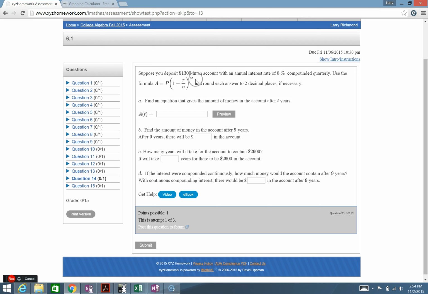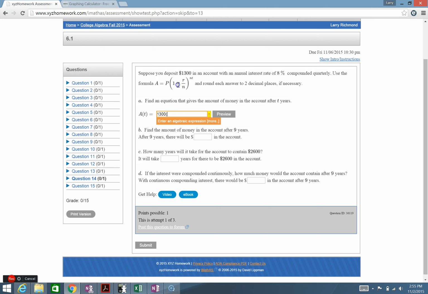Well, this is an exponential because in our exponent we have our input variable. T is our input variable. We can see that right there, and there you can see that T is in the exponent. It says find an equation that gives the amount of the money in the account after T years. Well, they're giving us this A. P is the principal, 1,300. So here I'm going to enter 1,300.